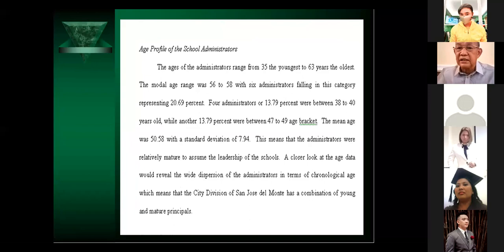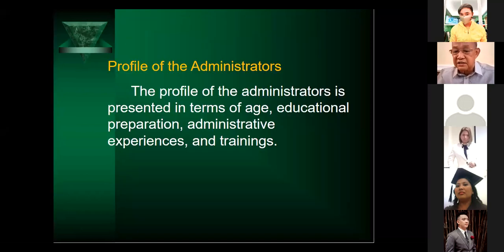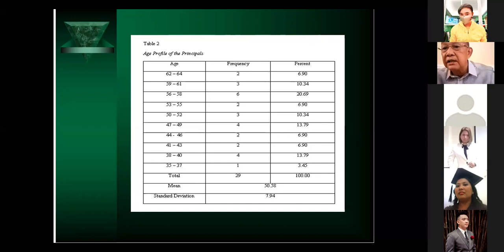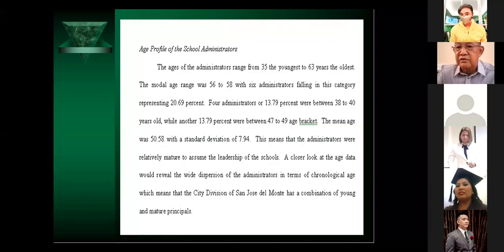Hindi kasi maganda ang common error, my dear friends, ng mga teachers pagka gumagawa ng research. Nalalagay doon, 2 administrators or 6.90% are between ages 62 to 64. 3 respondents representing 10.34% are between 59 and 61 years of age. Isa-isang minimension to. Ano yung error na nakukumit ng researcher pagka ganon? Ang style of presentation. Redundancy. Very redundant ang kanyang analysis and that is not correct. Hindi kayo papalusutin ni Dr. Nuki diyan. Ito ang suggestion.